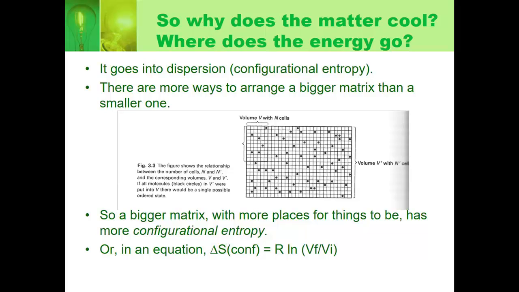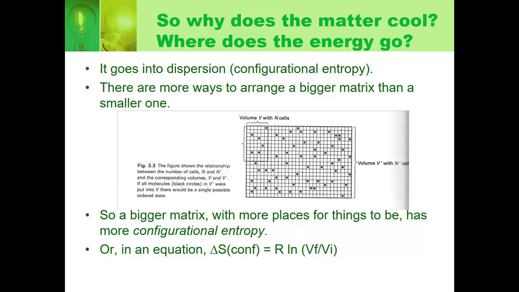There's a conversion factor, but you can say it goes into dispersion, it goes into configurational entropy, it goes into the fact that there are more ways to be spread apart than there are ways to be together. There are more ways to arrange a bigger matrix than a smaller one.